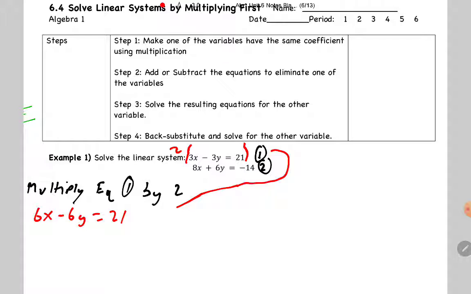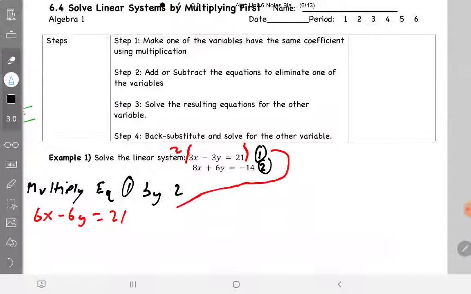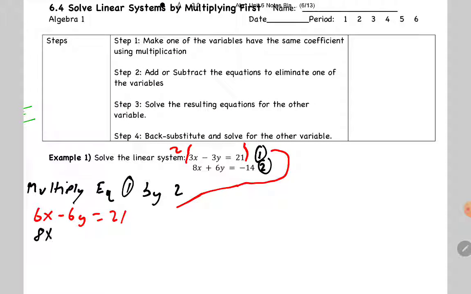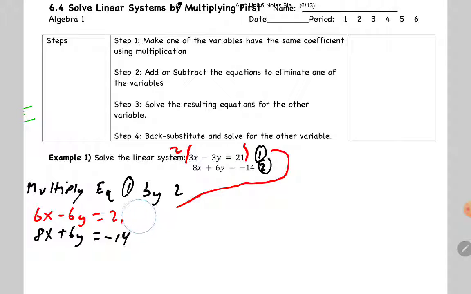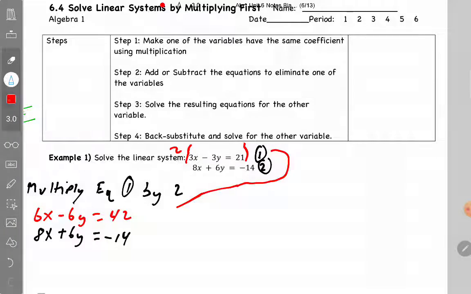And then equation 2 we still have here. 8x plus 6y equals negative 14. And I just messed up. So in the red equation, we had 21 originally there, so I have to also multiply that by 2. So 21 times 2 is 42. Okay, so there's our two equations.